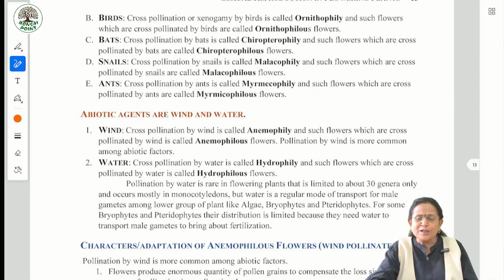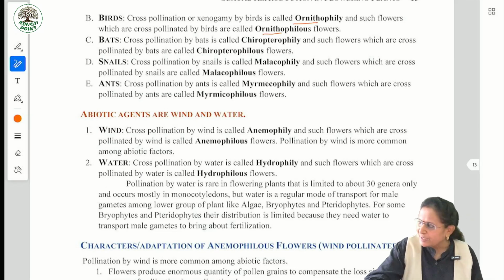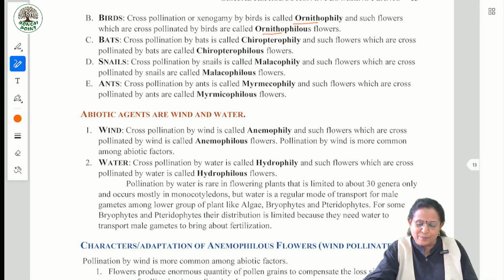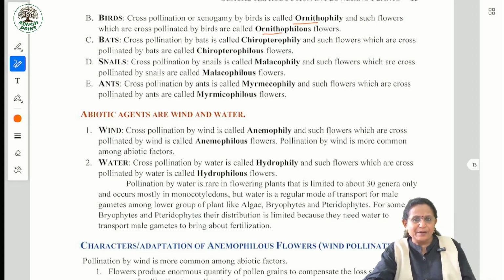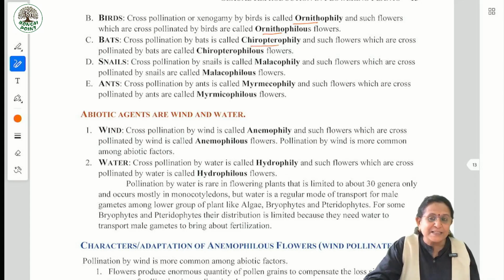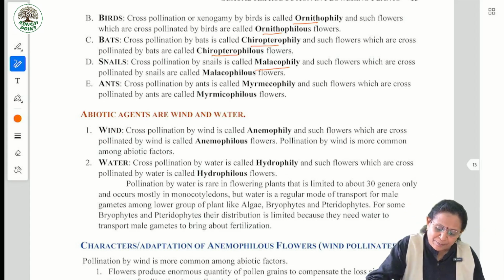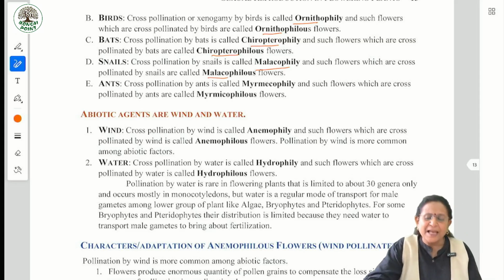Now, cross-pollination by birds is said to be ornithophily. Such flowers which are cross-pollinated by birds are said to be ornithophilous flowers. Similarly, cross-pollination by bats is said to be chiropterophily. Such flowers are said to be chiropterophilous. Then pollination by snails is malacophily. Such flowers which are cross-pollinated by snails are said to be malacophilous.